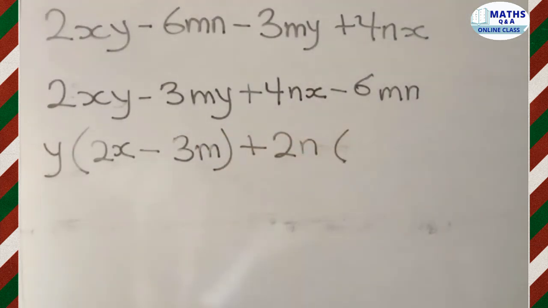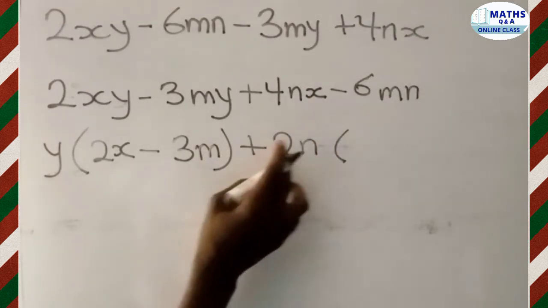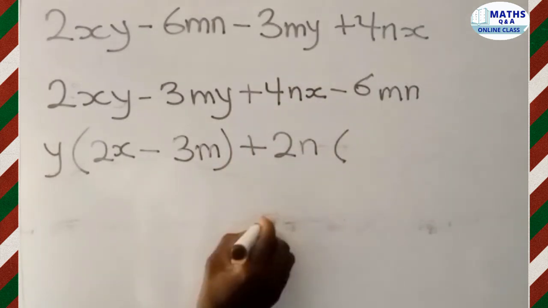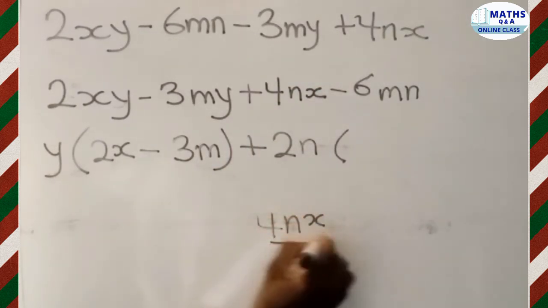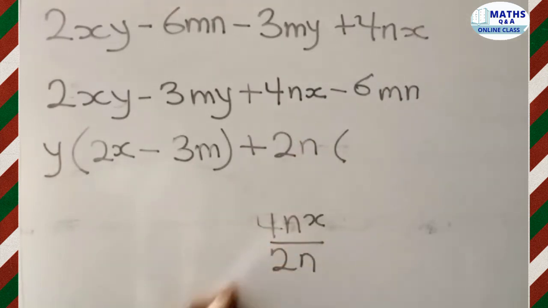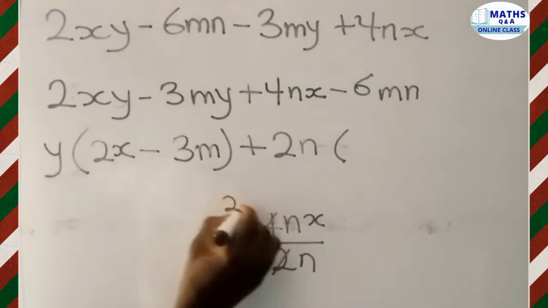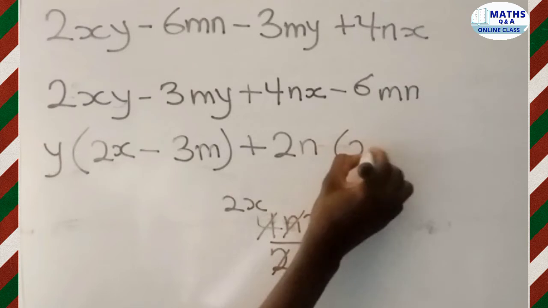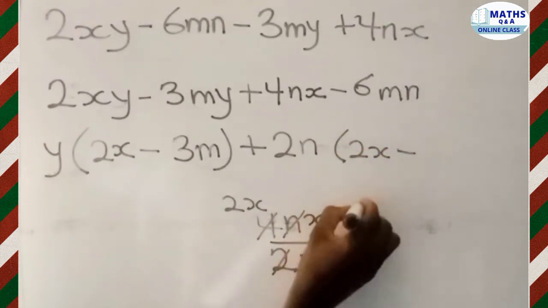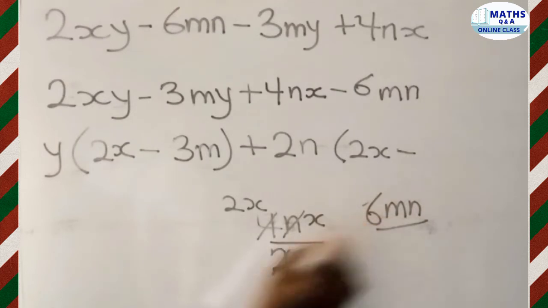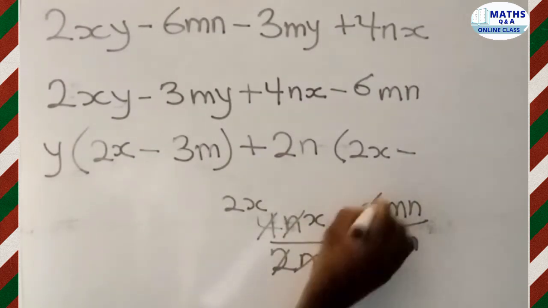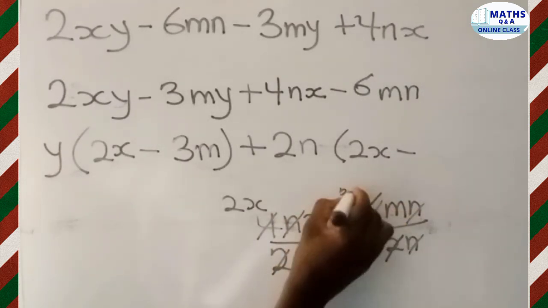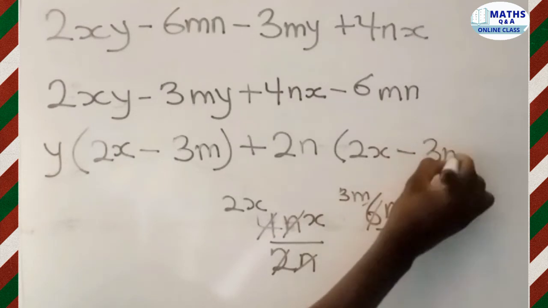Now you open a bracket. Now that we have 2n as a factor, we have written it here. We take that from this first term and the results, we write it here. To make it simple for you, you can write it like this. 4nx, you divide by the common factor 2n. Now 4 divided by 2 will be 2. n divided by n, now it will be left with x. So what is left here? 2x. Minus, you take the 6mn, you divide by the common factor, which is 2n. 6 divided by 2 is 3. n divided by n, now it's left with m here. So we have 3m left.